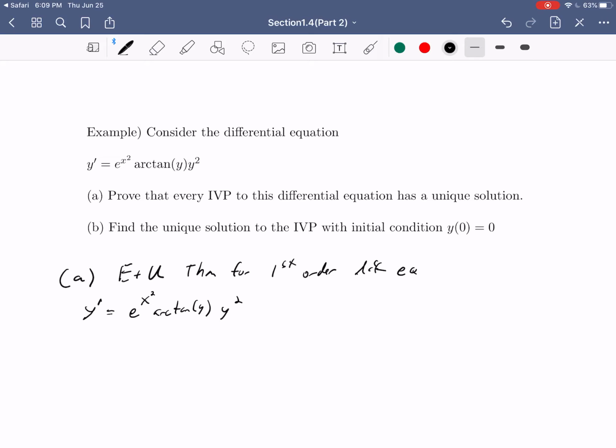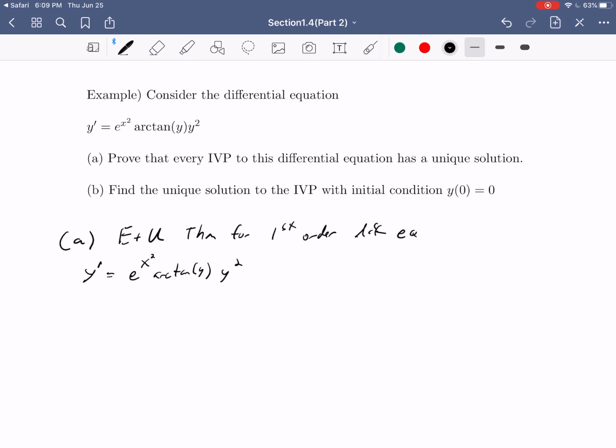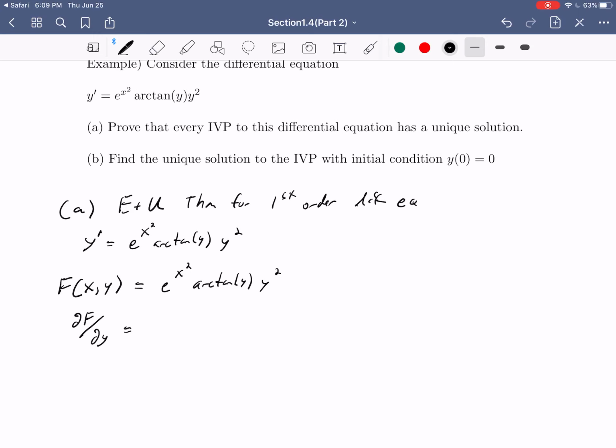It's this messy e to the x squared arctan y squared. So that tells us that f of x, y, in the notation of that theorem, is e to the x squared arctan y squared. And the partial of f with respect to y, which is the other thing we need to check, well, it's going to be a product rule based on this, ignoring this guy as a constant because we're doing the partial with respect to y.